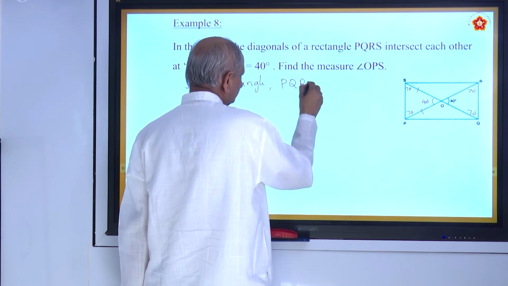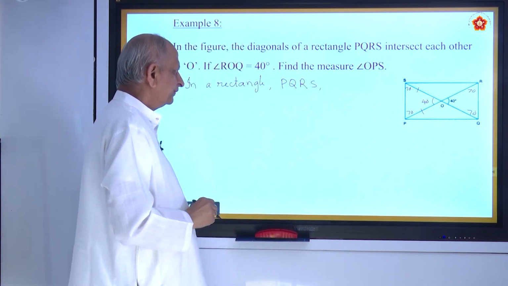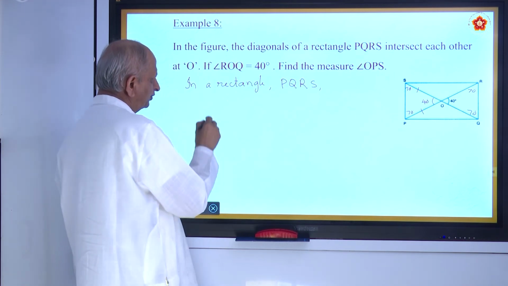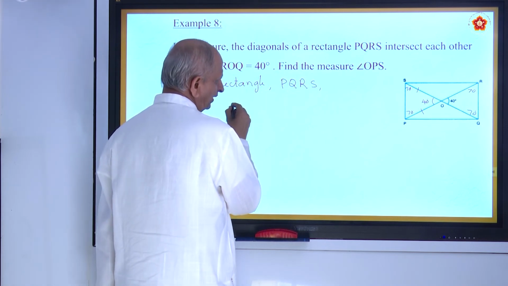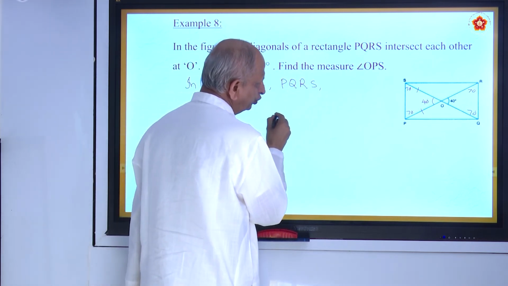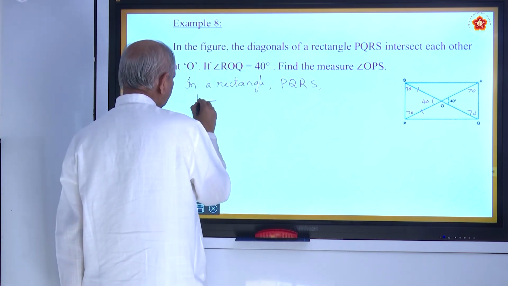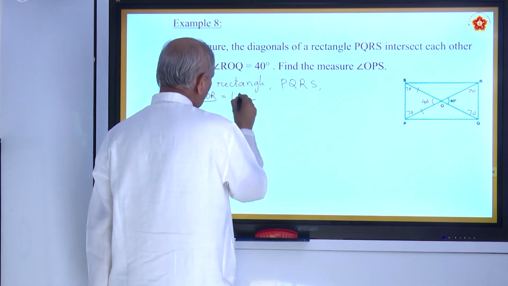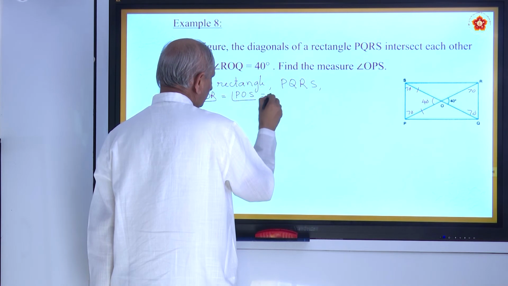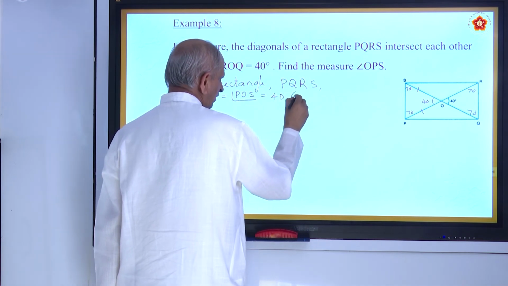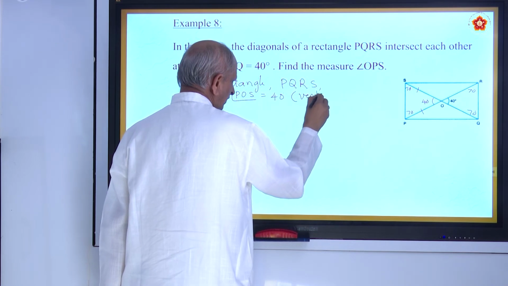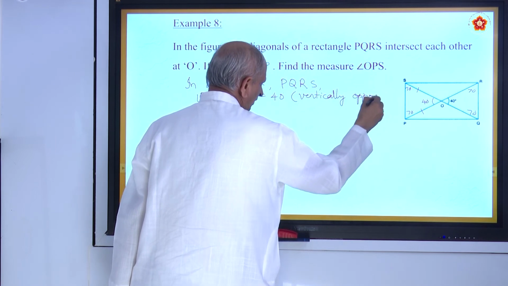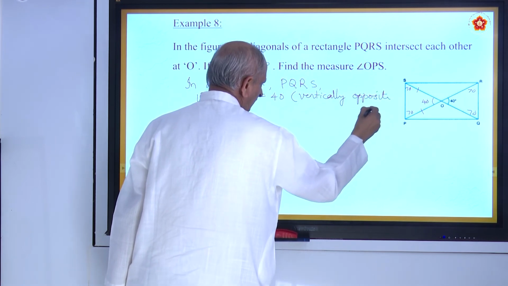Rectangle PQRS, the diagonals bisect each other. Is it not? So you have one angle given, QOR is given. QOR is equal to POS is equal to 40 degrees because of vertically opposite angles, VOA, what do you call? Vertically opposite angles.